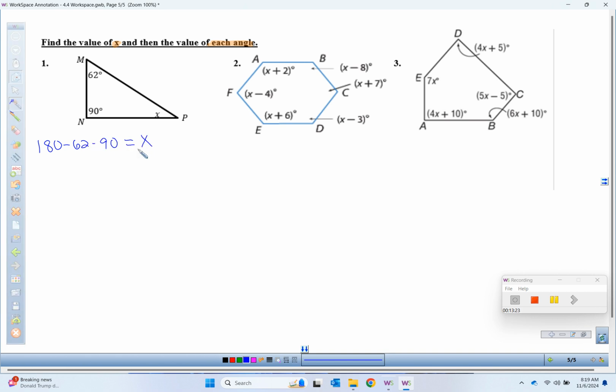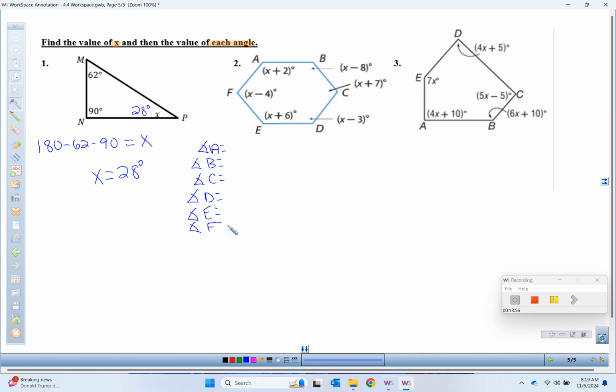Okay? And if you plug this into your calculator, you should get x equals 28 degrees. So these angles are given. The missing angle is 28 degrees. Okay? Over here, we need to find the measure of angle A, angle B, angle C, D, E, and F. So wherever you guys have room.